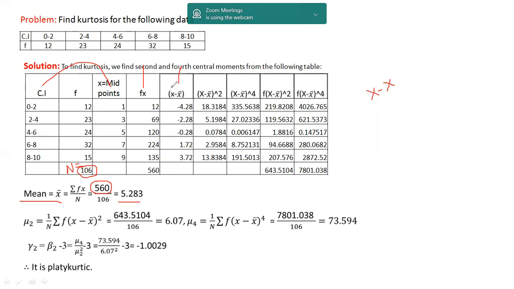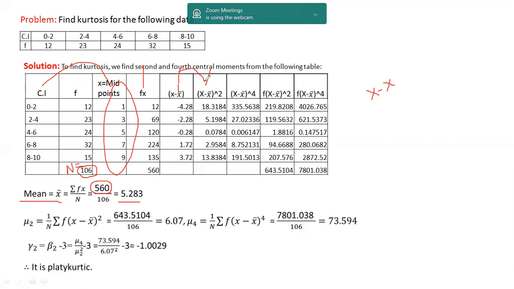So we are taking x minus x bar, where x bar is 5.283. So 1 minus 5.283 is minus 4.28. The next x value is 3. 3 minus 5.283 is minus 2.28. Similarly, 5 minus 5.283 is minus 0.28, and 7 minus 5.283 is 1.72. Like that we are getting this column. Instead of x, you take 5.283 and find the deviations from the column x. Then we are squaring this column.